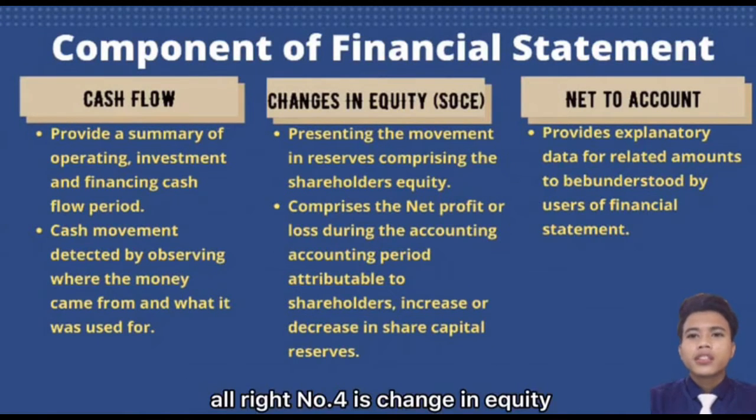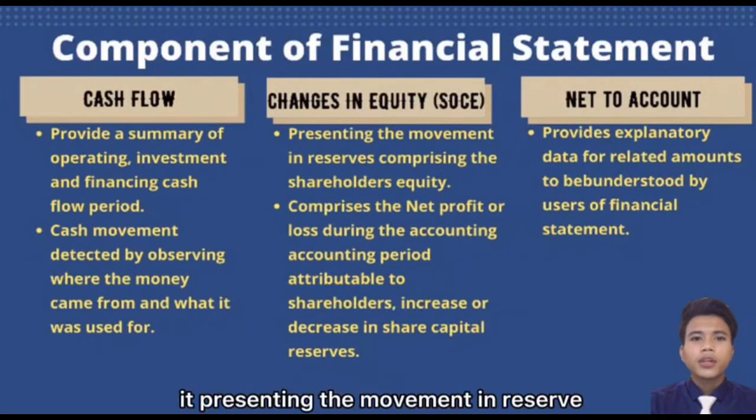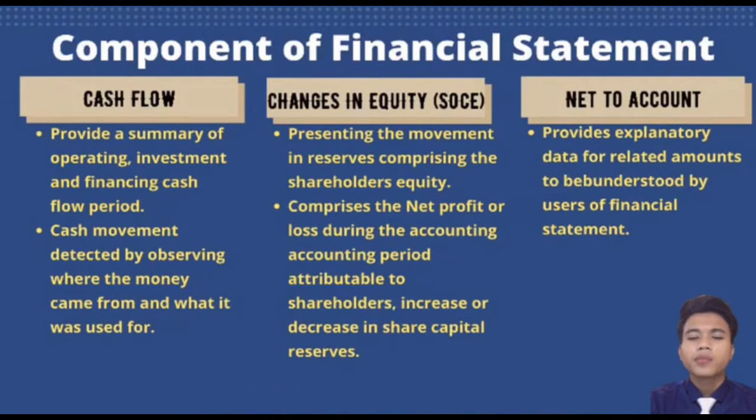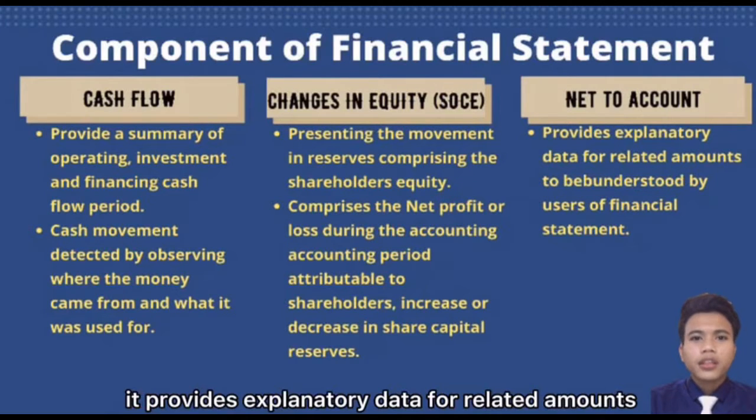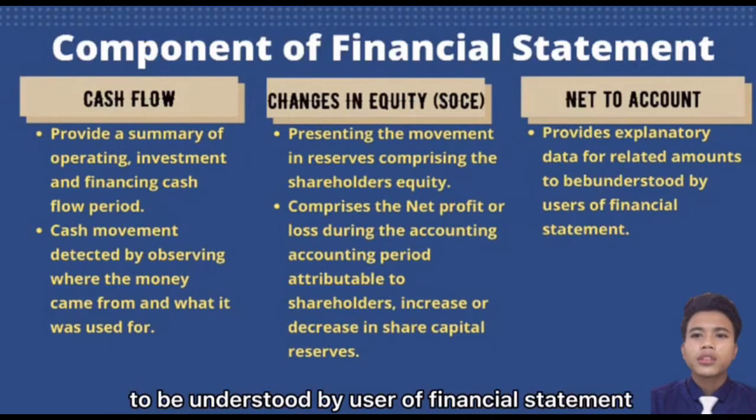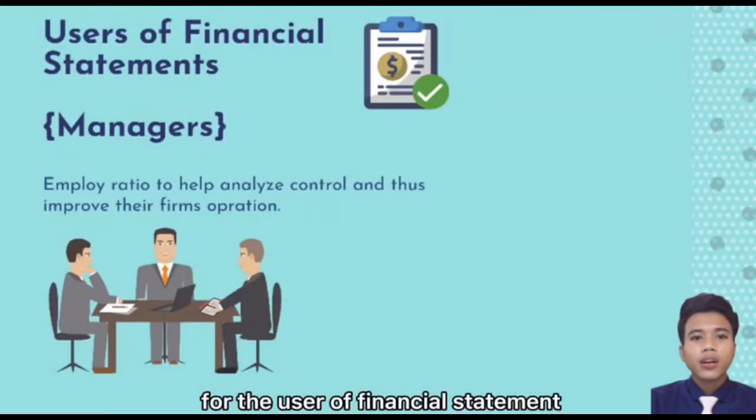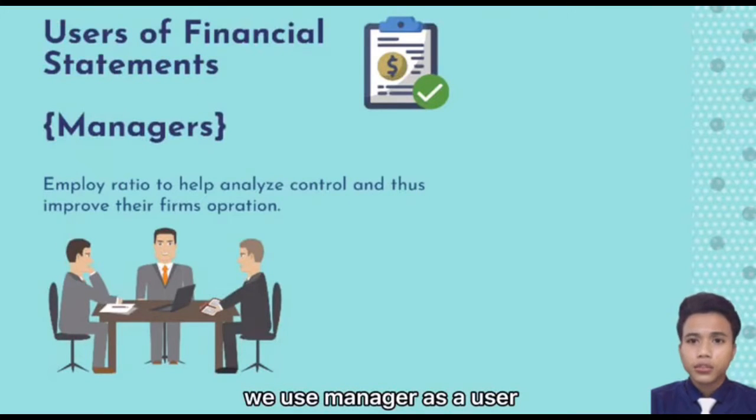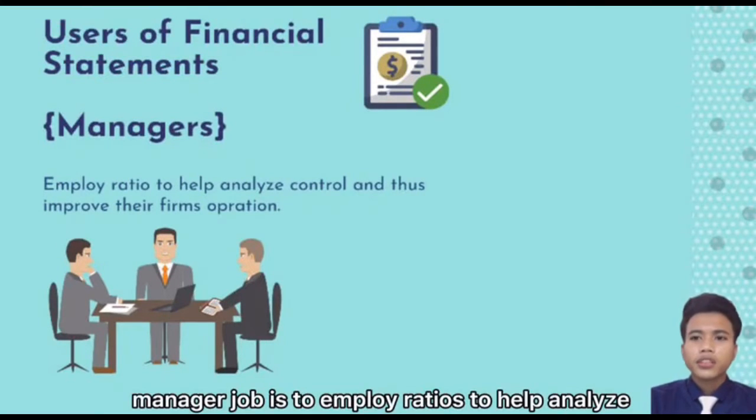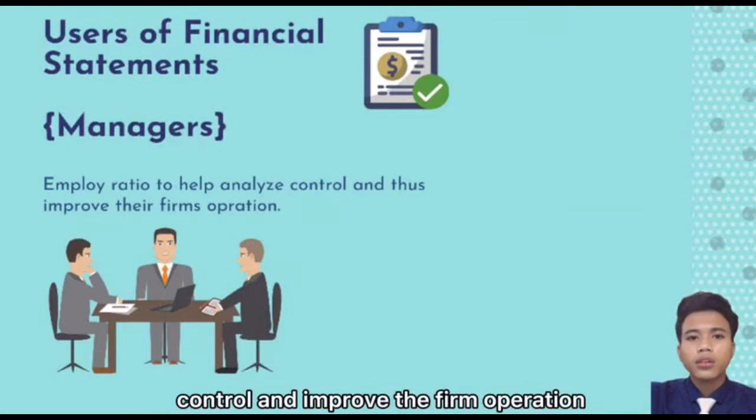Number 4 is change in equity. It presents the movement in reserves comprising the shareholder equity. Number 5 is notes to accounts. It provides explanatory data for related amounts to be understood by users of financial statements. For the user of financial statements, we use manager as a user. The manager's job is to employ ratios to help analyze, control and improve their firm's operation.